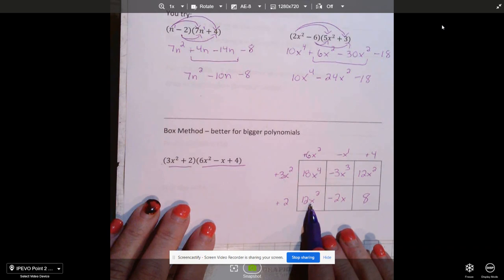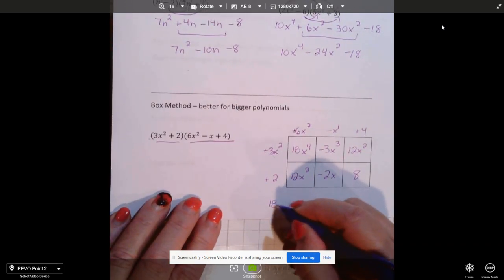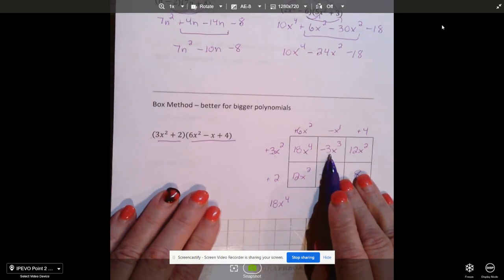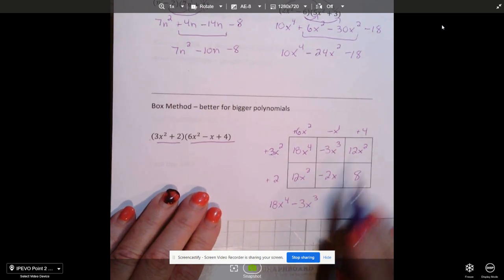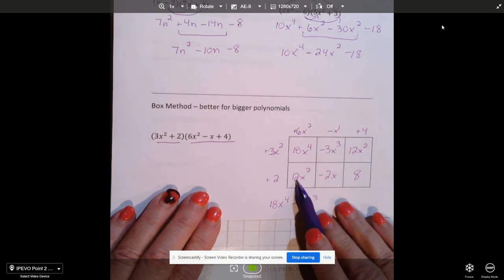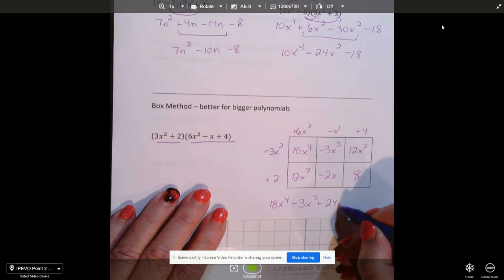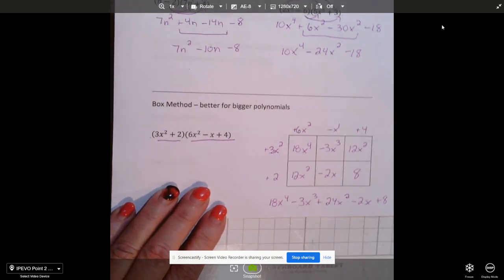So this has a 4, so I'm going to start with that one. 18x to the 4. Now I'm going to look for something that has a 3. Oh, well, this has a 3, so minus 3x to the 3rd. Well, these both have x squared, so I'm going to add them together. They are like terms. So 12 plus 12 will be 24, so this will be 24x squared. Then I have a minus 2x and a plus 8. So then that will be your final answer on that.